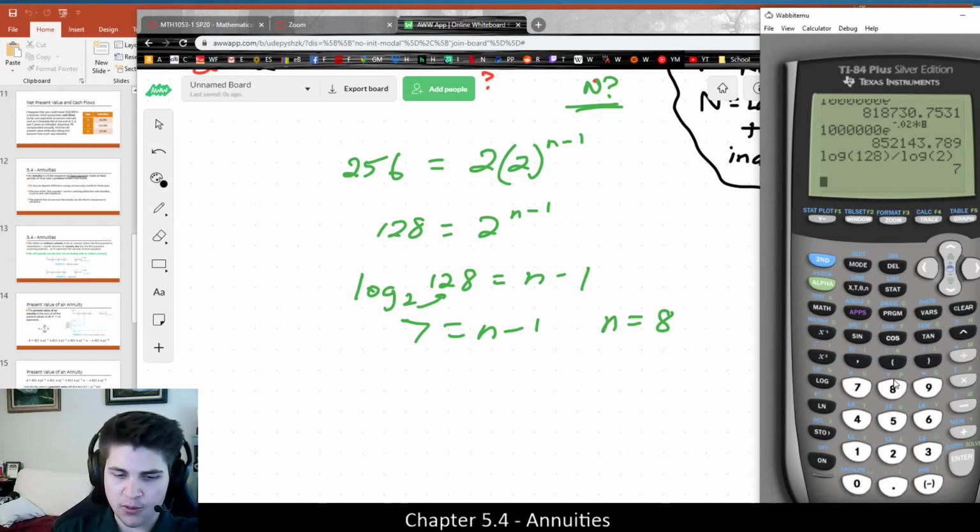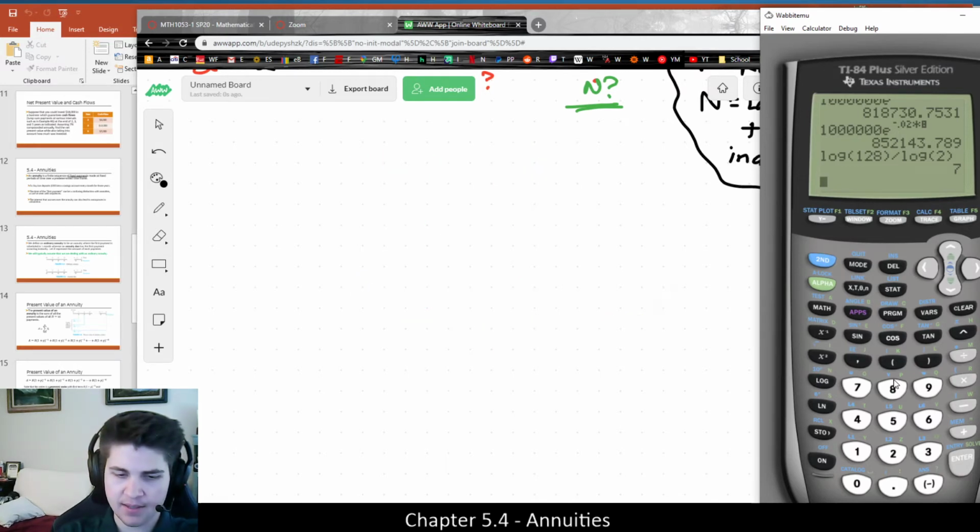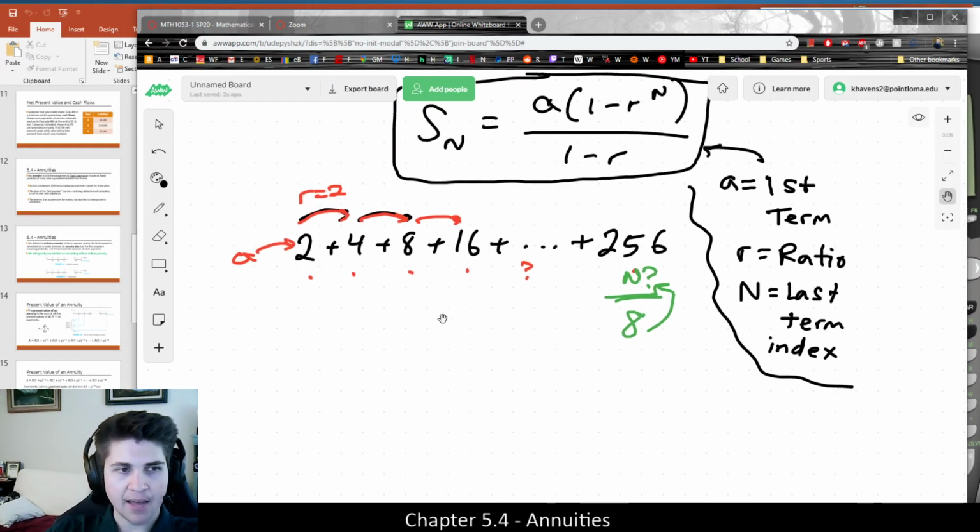Moving back to the question, I've now figured out how many terms are in this series: 8 terms. And I could make sure that makes sense by just doing the math. 2 times 2, 4, 8. This is one way I like to do it: if I'm trying to do it in my head, I count with my fingers. 2, 4, 8, 16, 32, 64, 128, 256. That is 8. Perfect. Anyways, that is n.